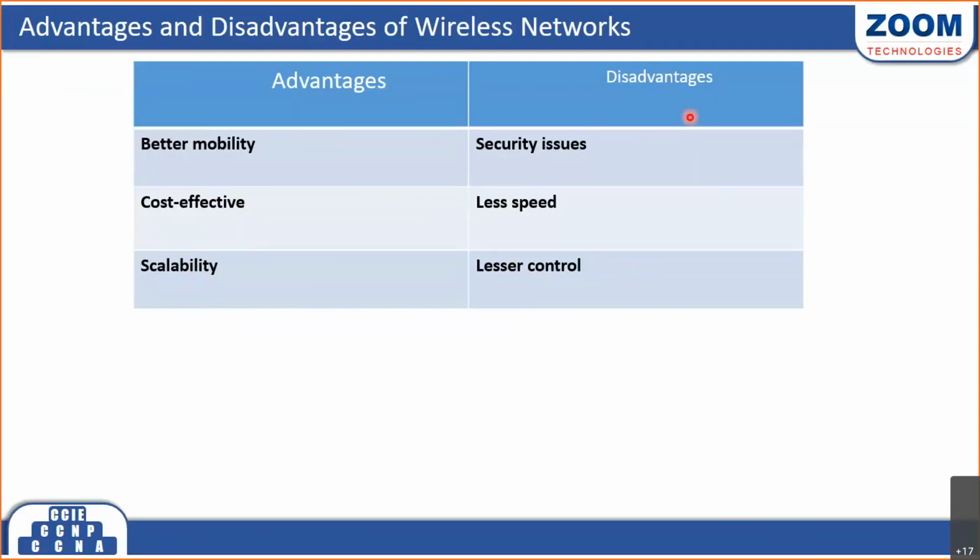So why less control of data? Because wireless signals travel as electromagnetic waves through the air from sender to receiver. In a wired network, the medium is copper wire or optical fiber, so the proper guidance is there, and through that data will be passed. Here the medium is air, and through air electromagnetic waves travel.